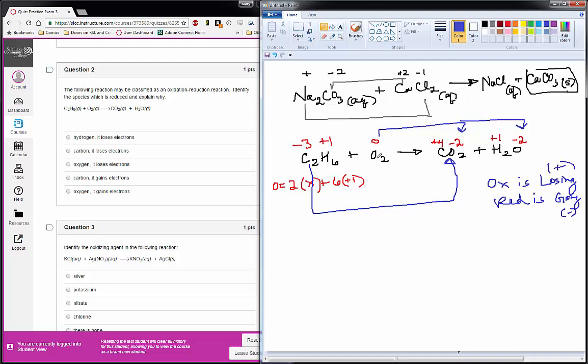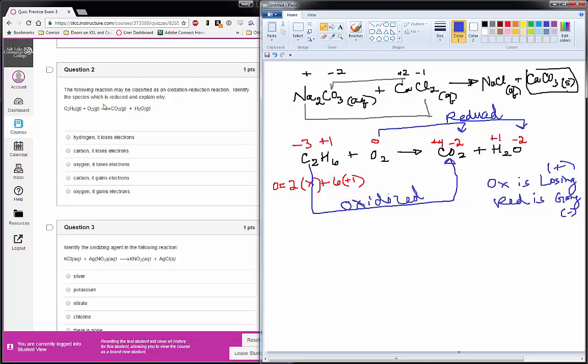So it looks like oxygen became more negative because it went from 0 to -2. So that was reduced. And it looks like carbon became more positive. It went from -3 to +4. So it was oxidized.